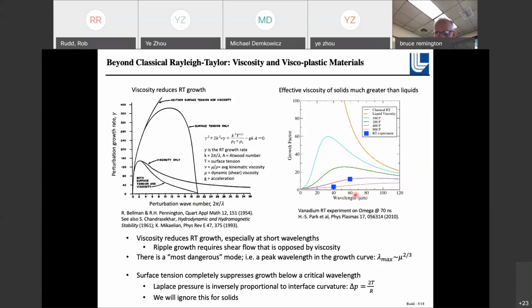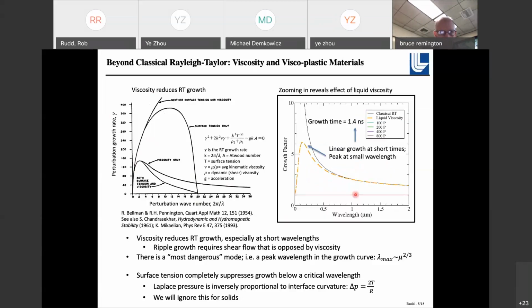Now, if you zoom in to shorter wavelengths and reduce the time, you can see what kind of a molten fluid would give. So now the wavelength of the greatest growth is down at 0.2 microns, so substantially smaller wavelength, and it's growing much more rapidly. So you have to look at earlier time to be in the linear growth regime. So in fact, if you go through the analysis, this most dangerous mode grows like the viscosity to the 2/3 power.